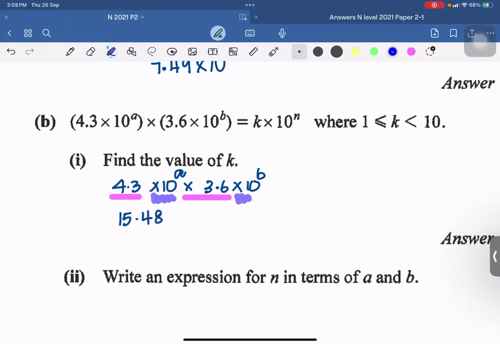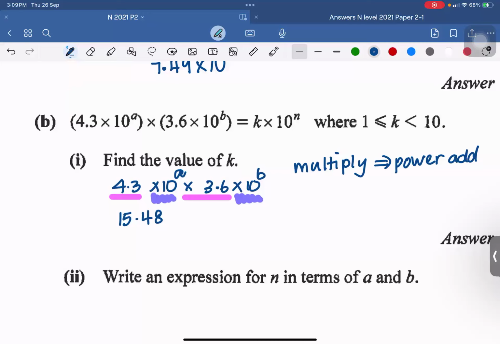10a times 10b. When it's all in power form, this is multiply. Multiply, same base. What happened to the power? Plus. Yes, correct. Power add together. So in this case, I will have times 10 to the power a plus b. Do you understand how we get this step?